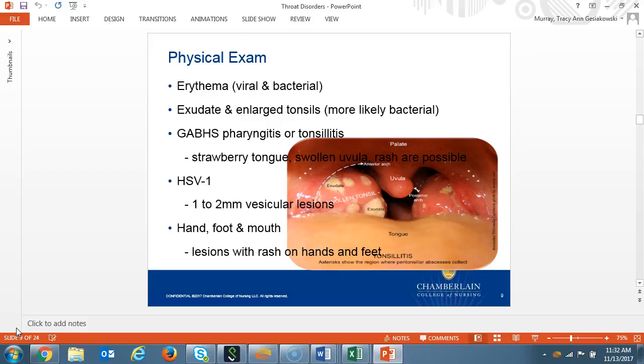A sandpaper-like scarlatiniform rash may be present with a streptococcal infection. Herpes simplex virus 1 may reveal 1 to 2 millimeter vesicular lesions which can extend from the pharynx to the gingiva, buccal mucosa, tongue, and lips. Hand, foot, and mouth disease presents with oral lesions co-occurring with exanthem on the hands and feet.